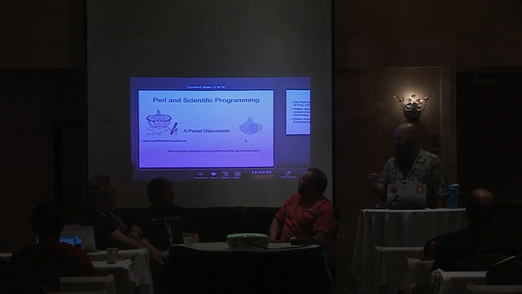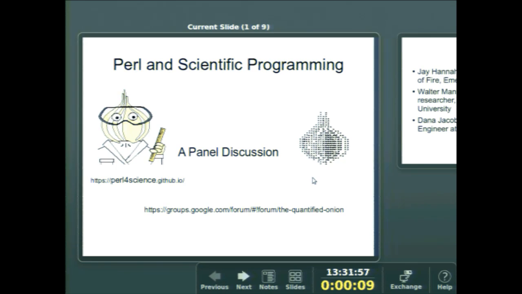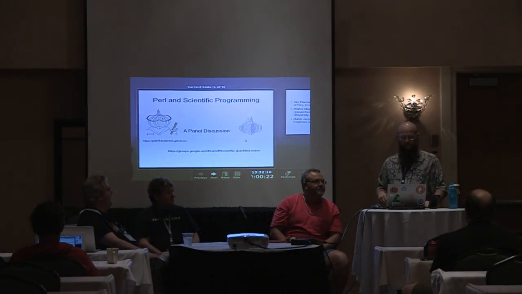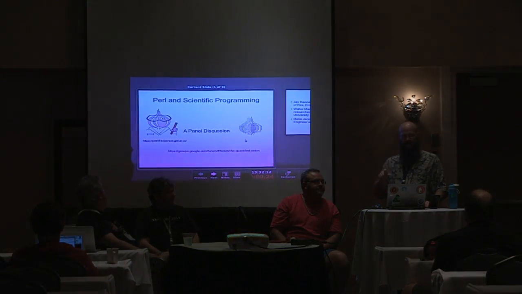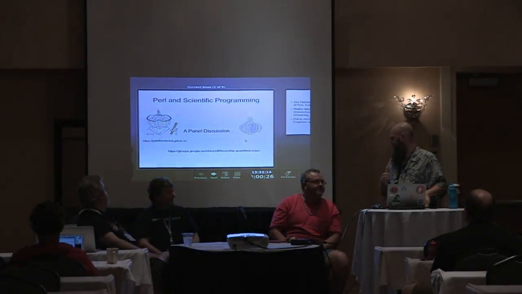About 2 years ago, I was at Madison where I met Joel Berger, who was just up there, and talked about science with a couple other people. And he had a thing called Perl for Science. Shortly after that, I thought, oh, let's start something like a discussion group. I kind of stole the logo from the quantified self logo and used that for the quantified onion logo.